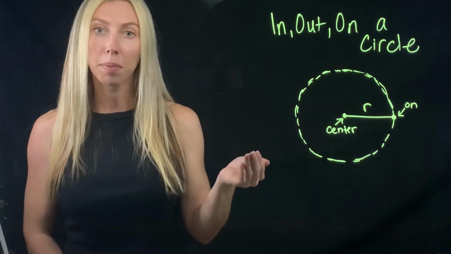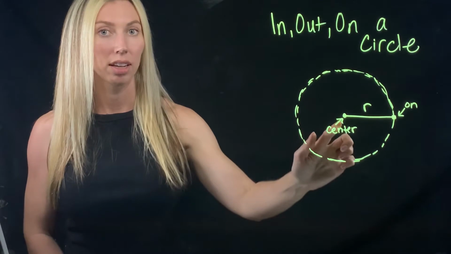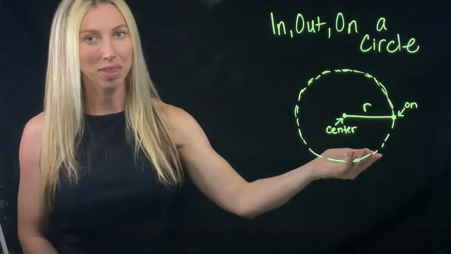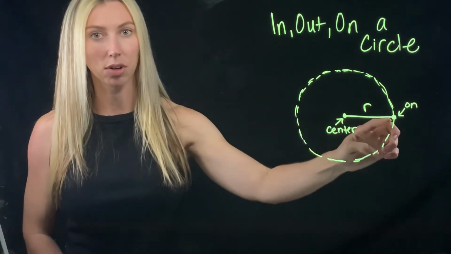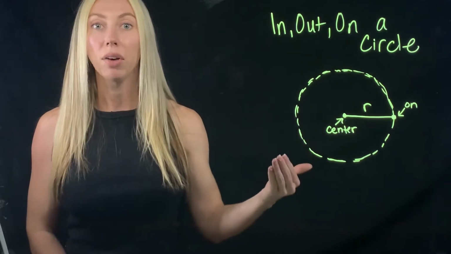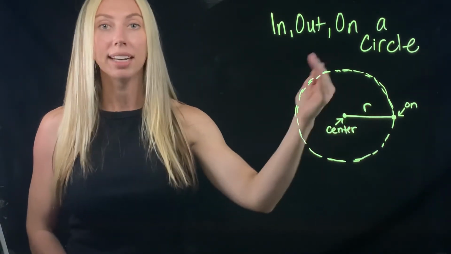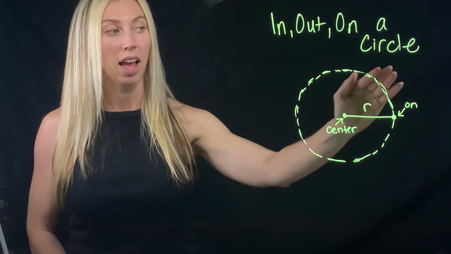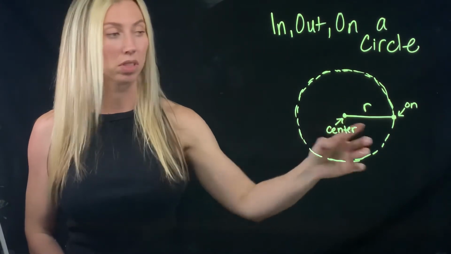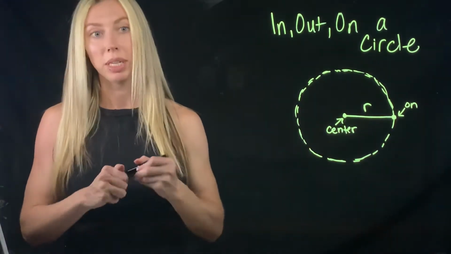Then some of the problems aren't going to give you the radius. They're going to give you the center and a point on the circle. But if that's what they give you, the center and a point on the circle, you can simply calculate the radius. Then you can calculate again the distance from the center to the other point that they give you and determine whether it is inside, outside, or on the circle if the distance is equal to the distance of the radius. So let's do an example.